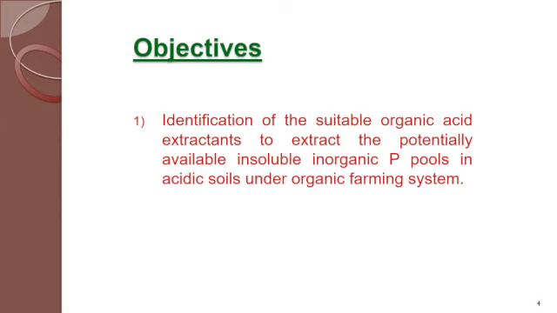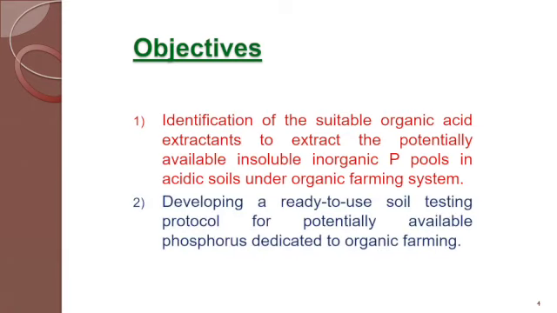With this background, to carry on the investigation, I formulated 2 objectives. Number 1 is the identification of suitable organic acid extractants to extract the potentially available insoluble inorganic P pools in acidic soils under organic farming systems. And number 2 is developing a ready-to-use soil testing protocol for potentially available phosphorus dedicated to organic farming. So let us quickly skim through the experimental details, and then we will proceed towards the results simultaneously.